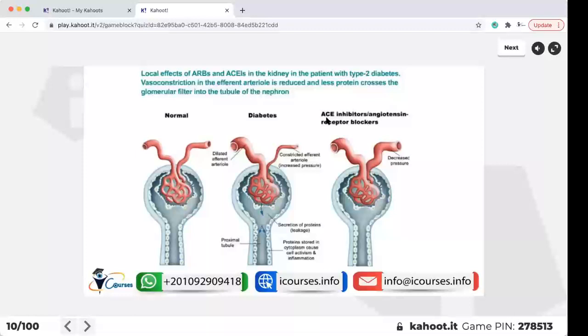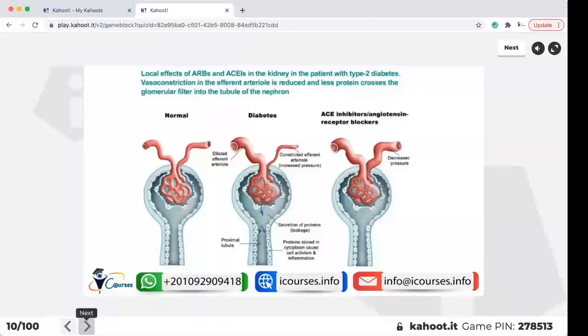What is the role of angiotensin converting enzyme inhibitors like captopril, or the angiotensin receptor blockers? They will decrease the pressure of the efferent arteriole. This will result in normalization of the pressure within the afferent arteriole, and there will be no more leakage of proteins from the glomeruli. So it will improve the nephropathy. I hope that you now understand the mechanism behind how captopril improves the nephropathy. Okay, well done everyone.